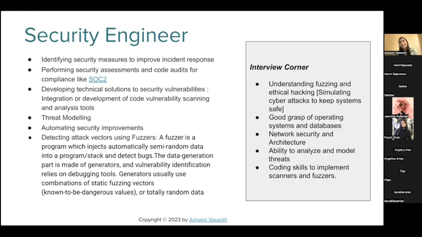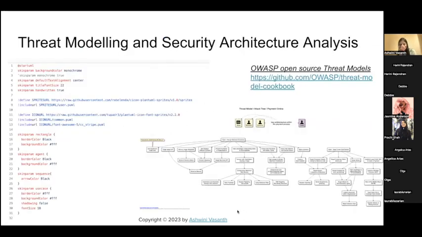Fuzzing is a concept where you can inject your application with random data and try to introduce attacks through those tests to simulate and see how your software behaves in different conditions. So the interview corner, of course, has pretty much what I just mentioned in terms of the role itself. But this is an example of how you could view a threat model.